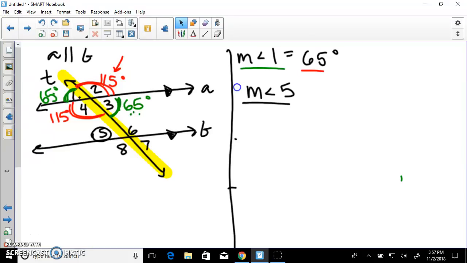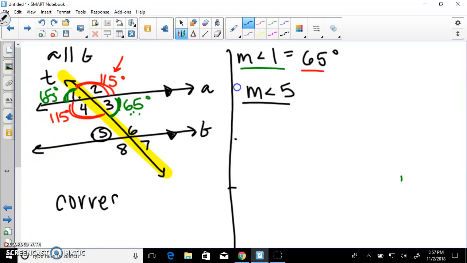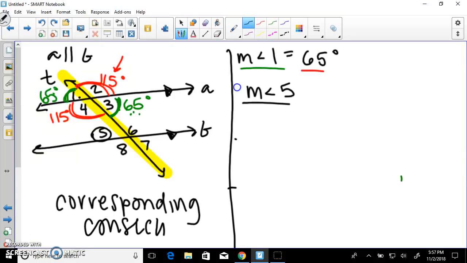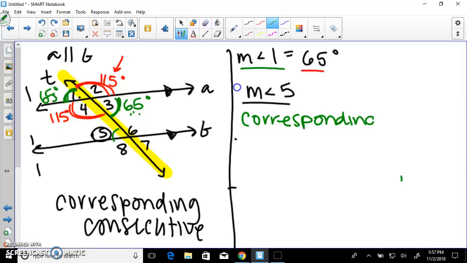So that means that they're either going to be corresponding or consecutive. If they're corresponding, then that means they're in the same position. They're either both above the parallel lines or below the parallel lines. Angle 1 and angle 5 are both above each parallel line. They're in the same position. So that makes them corresponding angles. So angle 5 and angle 1 are corresponding, which means they're congruent. So if angle 1 is 65 degrees, then angle 5 is also 65 degrees.